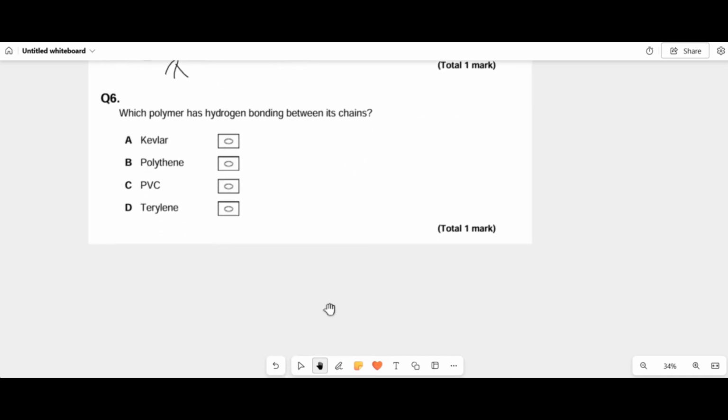Alright. Which polymer has a hydrogen bond between its chains? Again, Kevlar. Standard.